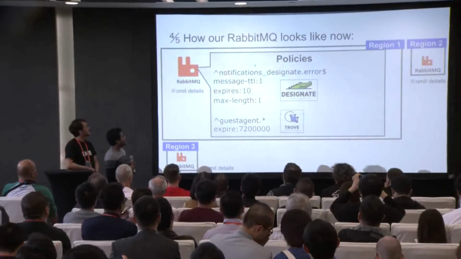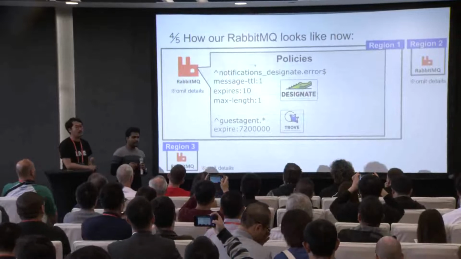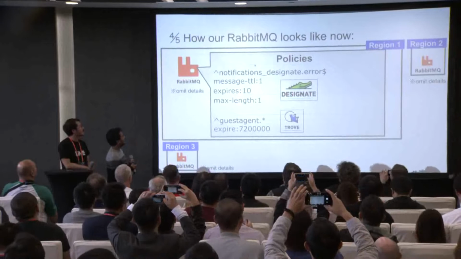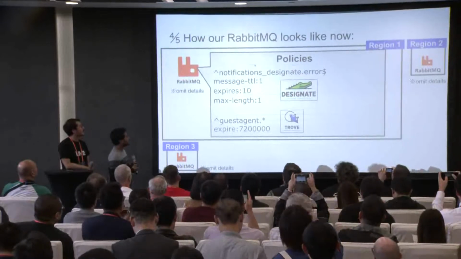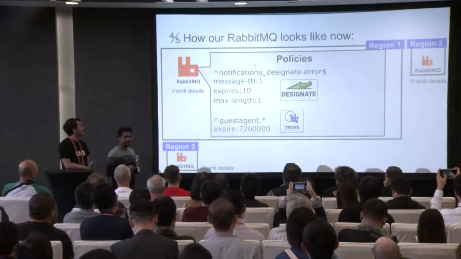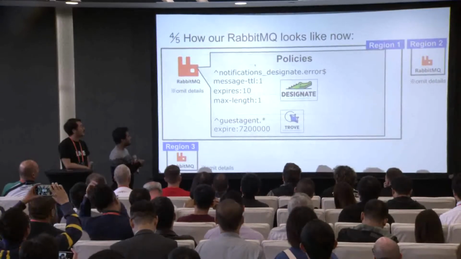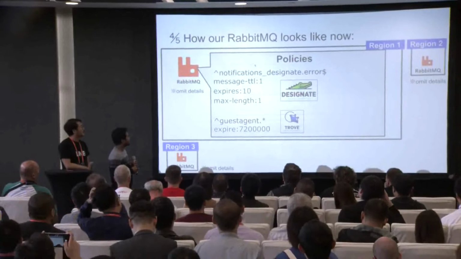And we have a couple of queues which we don't care about, so we have set a black hole policy for them. For example, notification designate.error, which we don't care about, so we have set message TTL to just 1 and expire in 10 milliseconds. And the same for the guest agent as well.